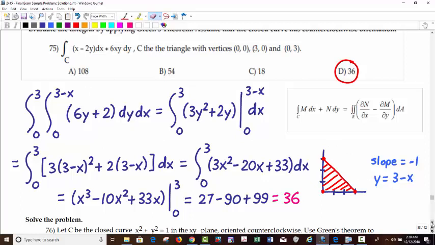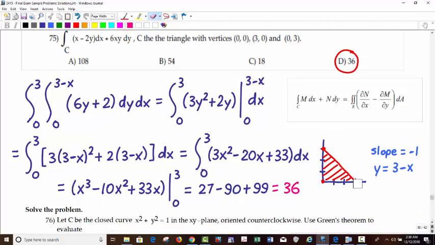So you have the line y equals 3 minus x, that slanted line. So if you go dy dx, it would be from 0 to the line 3 minus x, and then your left or right would be from 0 to 3. Because remember, the outside always has to be numerical. Sometimes, when you have circular regions, you would do them as polar integrals.